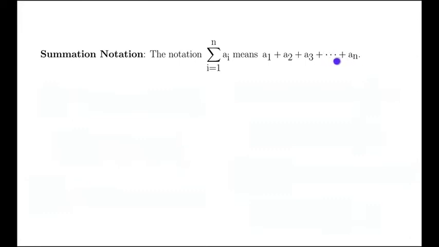These three dots stand for all of the missing terms that we didn't have space to write down between a3 and an. There may be a lot if n is large, or there may be just a few. Let's look at an example to see how this works.